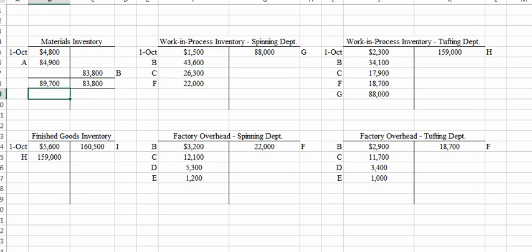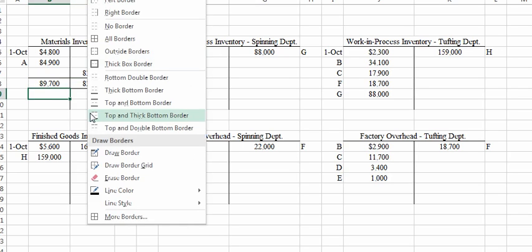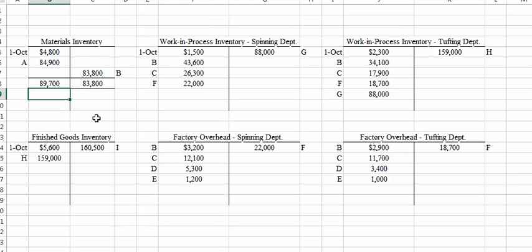Okay, here the balance is going to be, I'm going to double underline here. Let's make it look neat. The debit side's larger, so I'm going to say the $89,700 minus the $83,800. Leaves us with a debit balance of $5,900 in materials inventory.